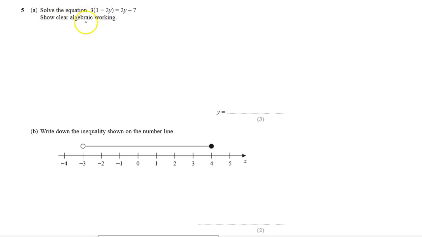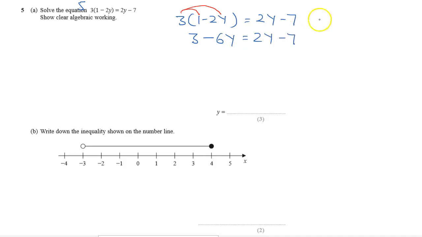Question number 5 is solve the equation 3 times (1 minus 2y) is equal to 2y minus 7. Now in this question we have to multiply 3 by 1 and 3 by 2y. So 3 times 1 is 3, same sign, minus 3 times 2 is 6y, is equal to 2y minus 7.